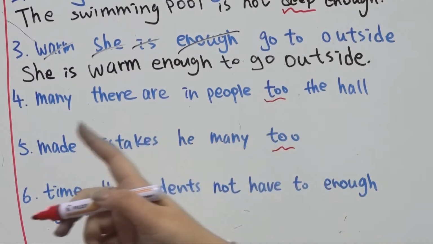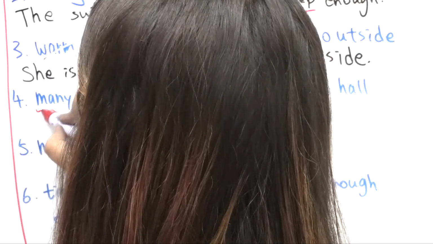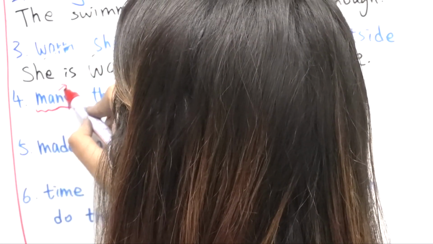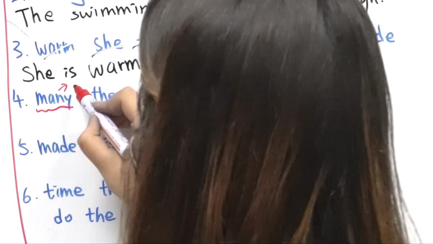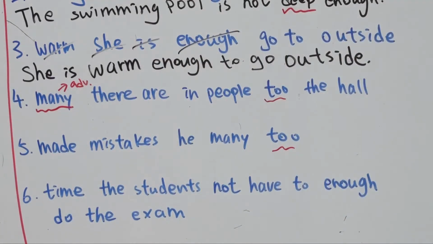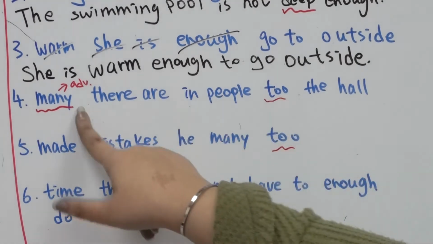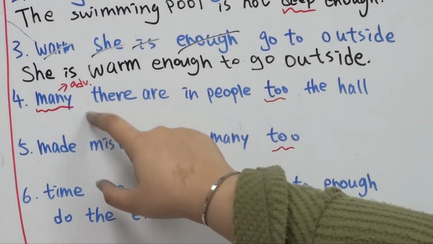Many. Too many. Yes. As you know, this is not an adjective. This is an adverb. Many. Too many. So as you know, these two must be together.